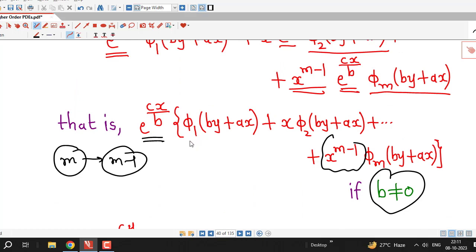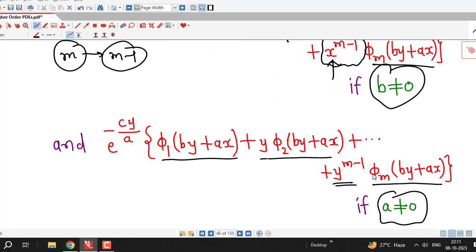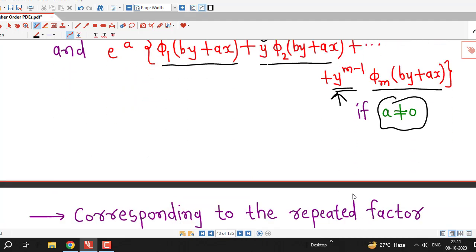And if b is non-zero, then here we have m arbitrary functions of by plus ax, but in multiplication we will write powers of x, and if a is non-zero, then in multiplication we will write powers of y.